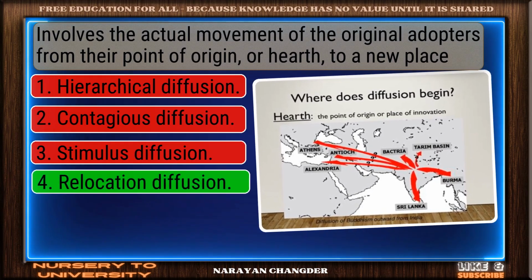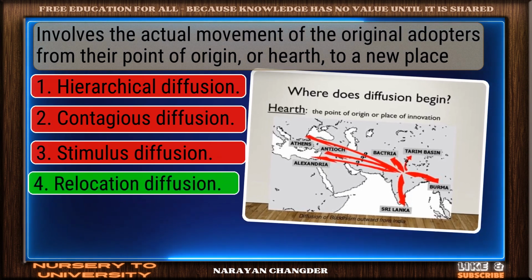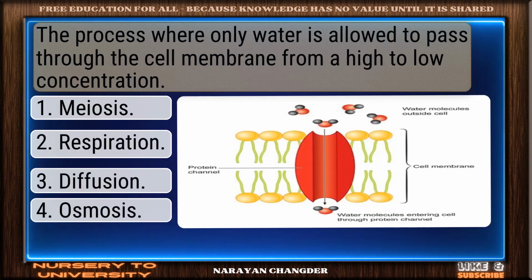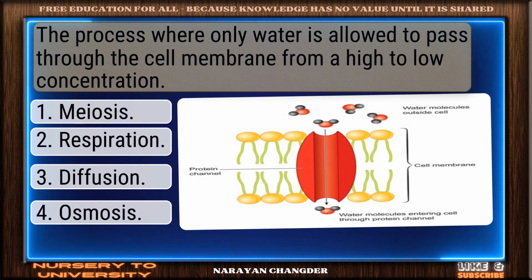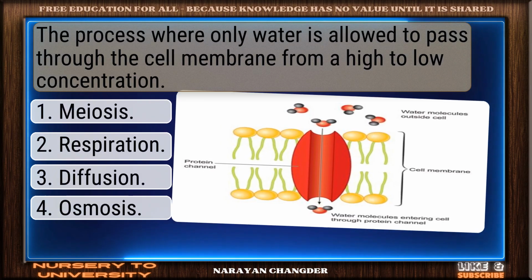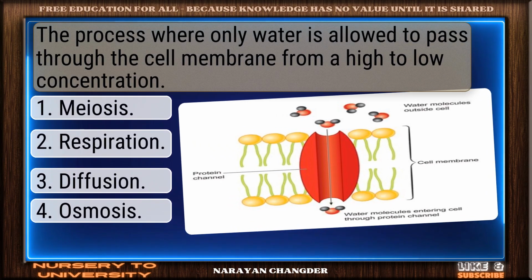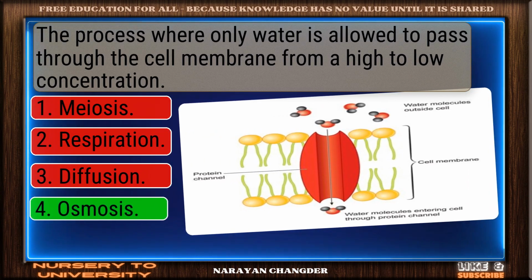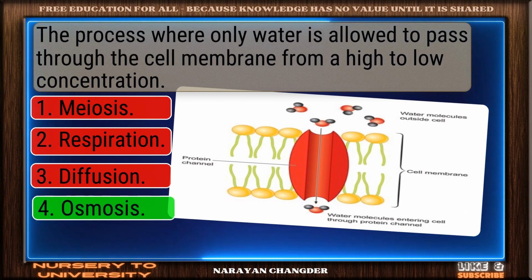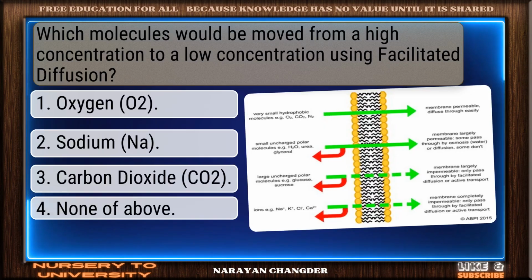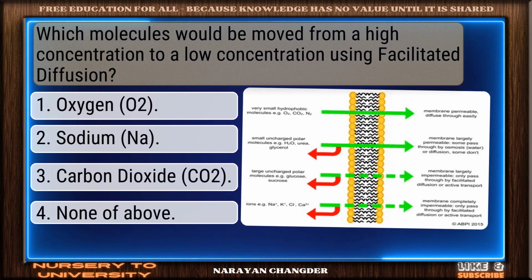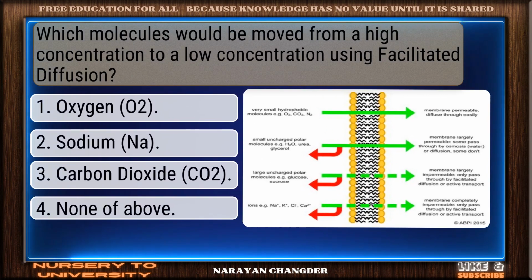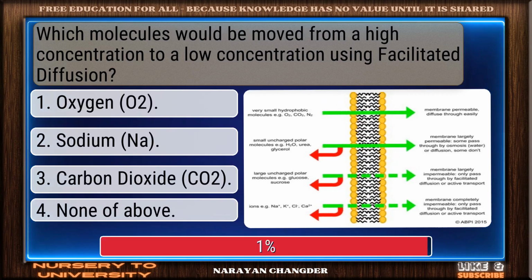Well reasoned. Relocation diffusion is the correct choice. The process where only water is allowed to pass through the cell membrane from a high to low concentration. Nice selection. Osmosis is the correct and valid answer. Which molecules would be moved from a high concentration to a low concentration using facilitated diffusion?